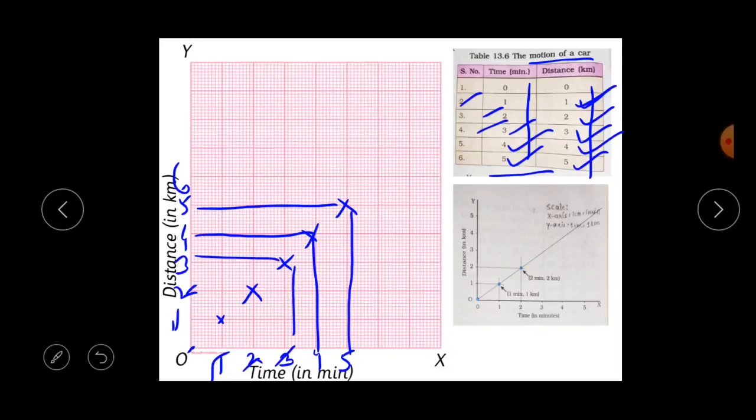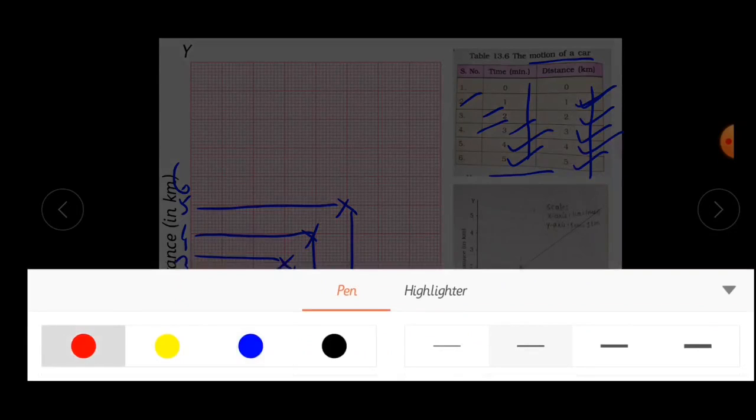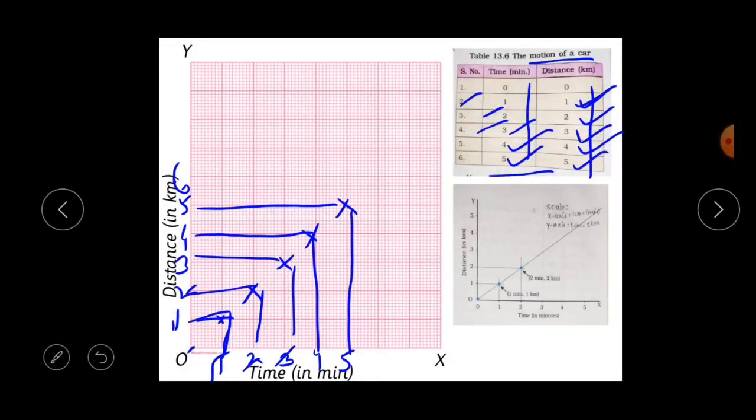So children, here you can see that the car in 1 minute has traveled 1 kilometer. Second, in 2 minutes it has traveled a distance of 2 kilometers. In 3 minutes it has traveled 3 kilometers. In 4 minutes, 4 kilometers. In 5 minutes, 5 kilometers. After that you have to join all these dots. Here we got the dots. Do you remember? Yes, here we got the dots, isn't it?